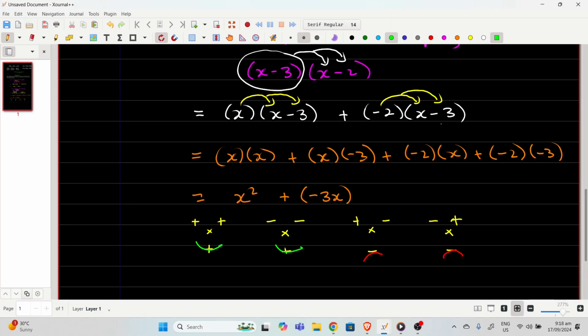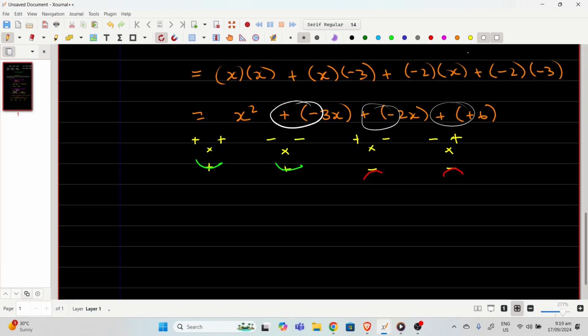Right? We just continue the solution, so plus, and then we have negative 2 by x, which is going to be negative 2x, and then we have negative 2 by negative 3, which is going to be positive 6, and then we simplify all of these signs inside of here. So this here we simplify, this here we simplify, and this here we simplify, and we'll be able to get our answer at the end, which is x squared minus 3x minus 2x plus 6.